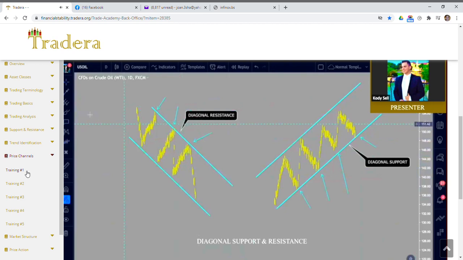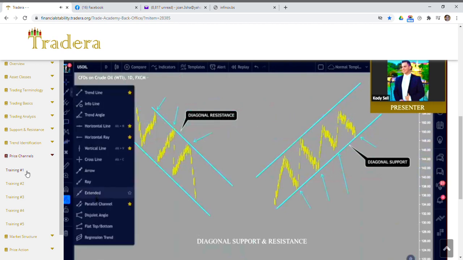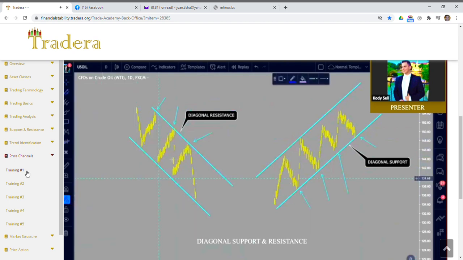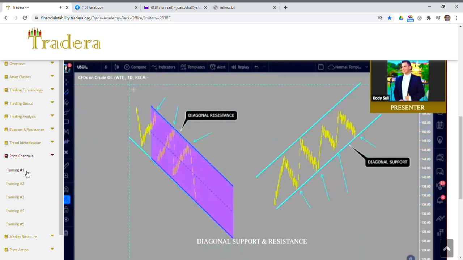Now there is a channel tool on TradingView and on MT4, and it's right here. The way we use the channel tool is we draw our trend line just like we normally would, but then when we click, it allows us to pull over a parallel trend line, which we can then use to draw our overall channel.